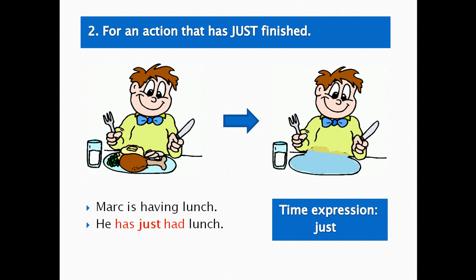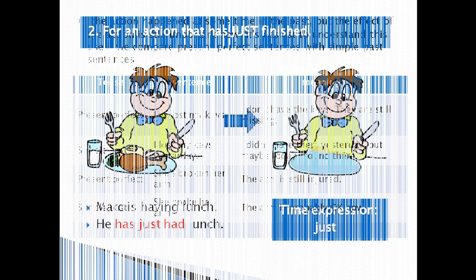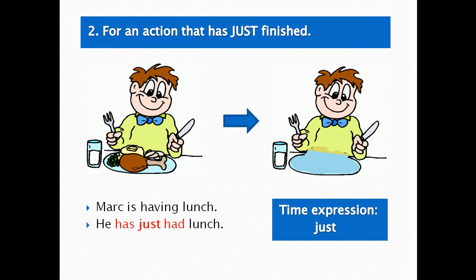Now we are done with the first use. The second use, number 2, for an action that has just finished. Again, we have a finished action, same like the first use. The first use, the action is finished, but it has a result. Now the second use, the action is also finished. It is just finished. As you can see in the picture, Mark is having lunch. He has just had lunch.